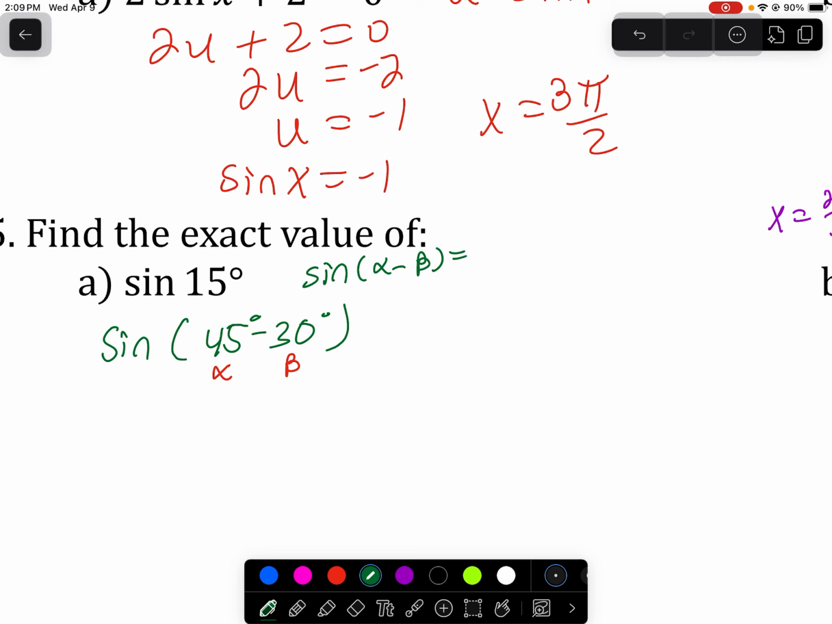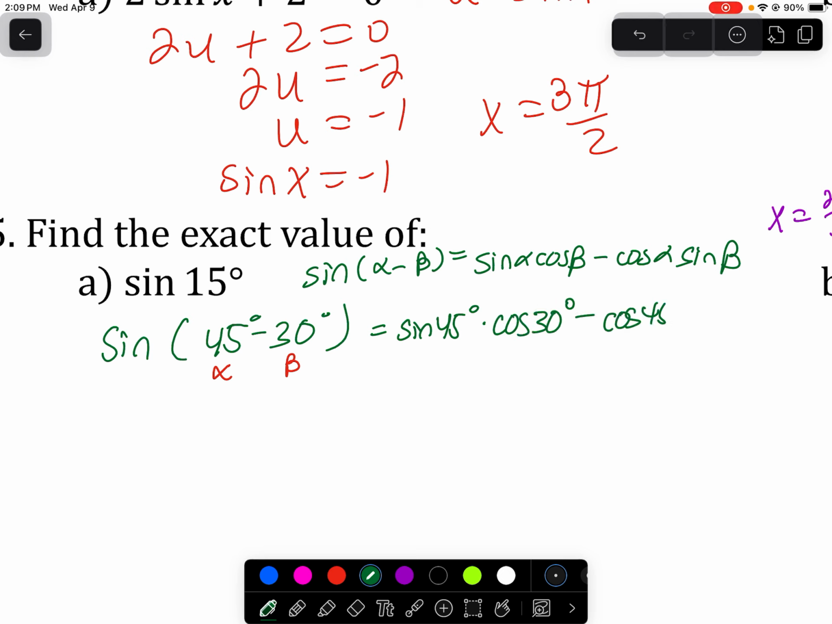The minus ones use the blue signs. So it would be sine of alpha, cosine of beta, minus cosine of alpha, sine of beta. So let's just plop our information, alpha 45 and beta 30, into that formula. When we do that, we get the sine of 45 times the cosine of 30 minus the cosine of 45 times the sine of 30. Now those are unit circle values. You need to know what they are.